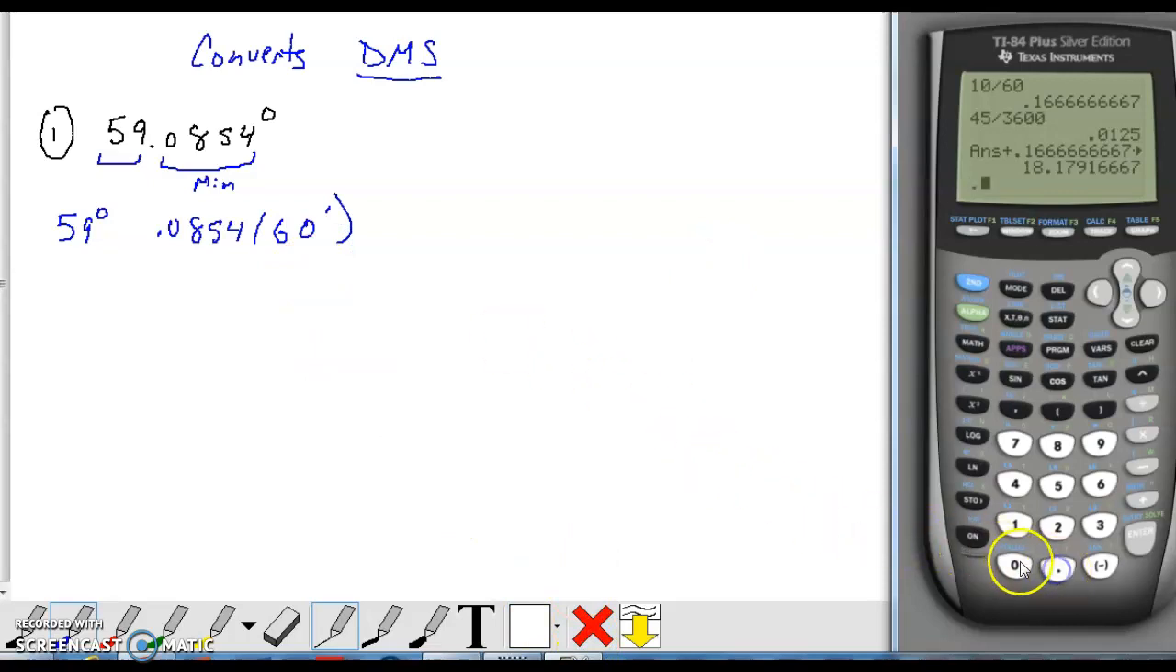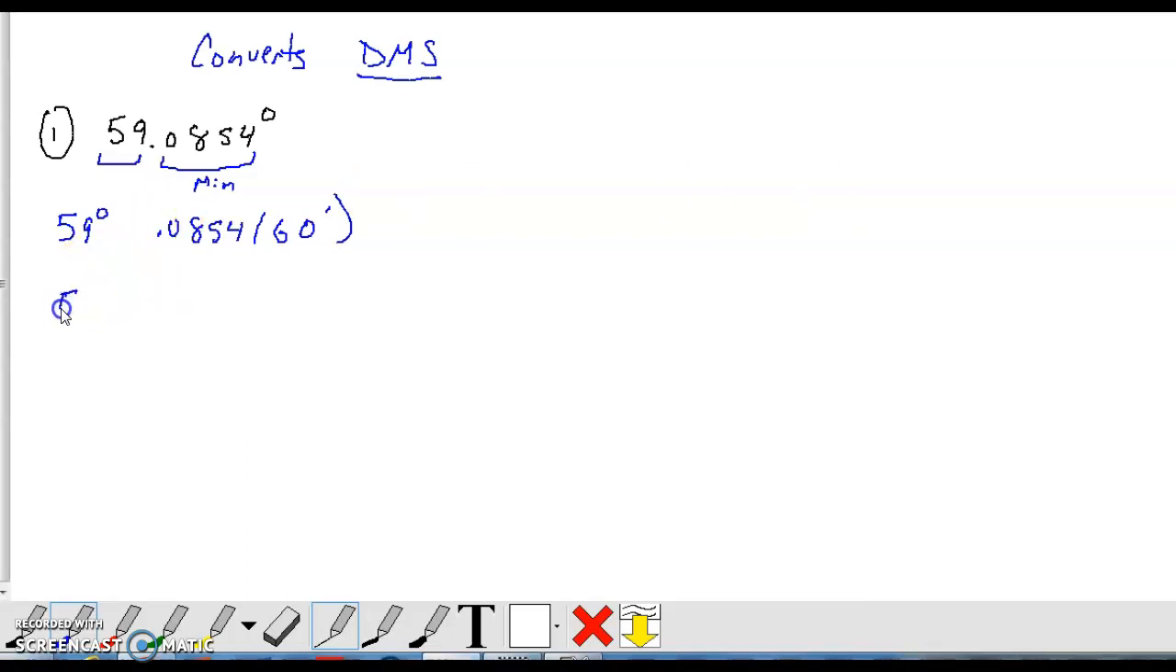So we come over here, 0.0854 times 60, and we get 5.124. So we get 59 degrees, and now this is 5.124 minutes. So again, what do we want to focus on? We want to focus on the full minute. Then we want to take this decimal part right here, and this is part of your seconds. Unlike the other problem, we do have to break this up into many steps.